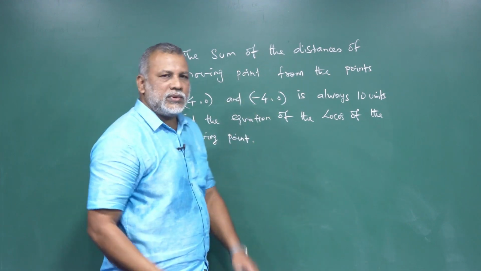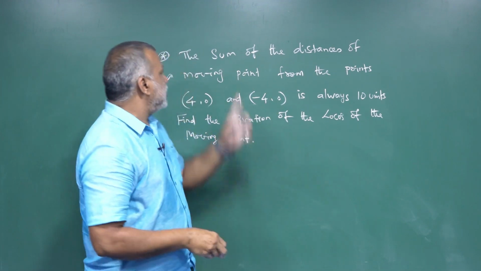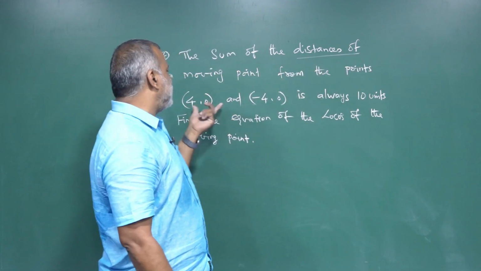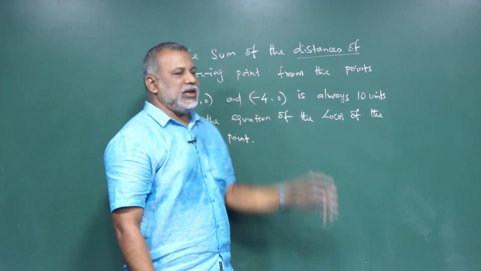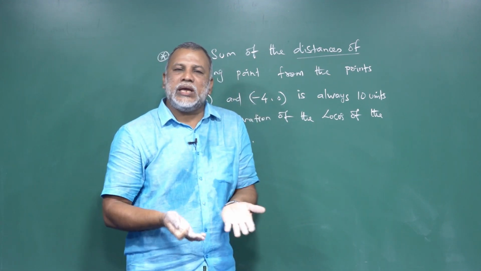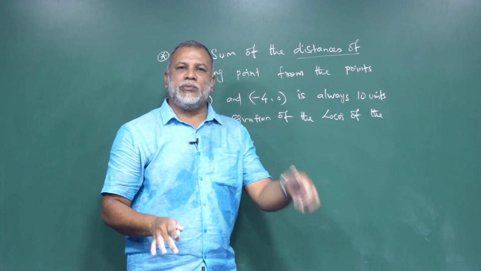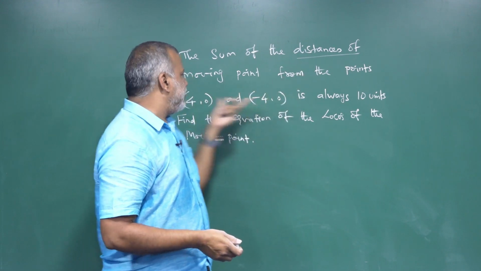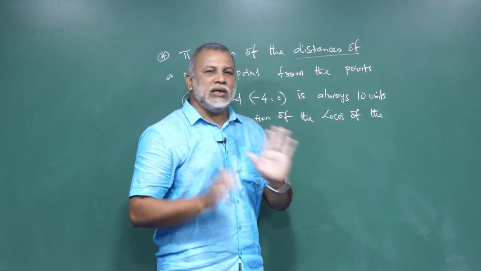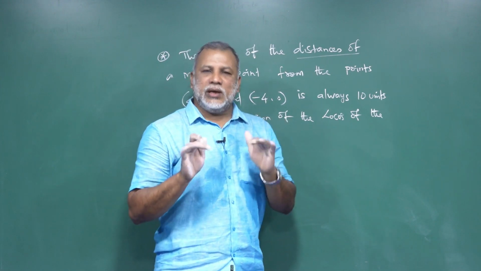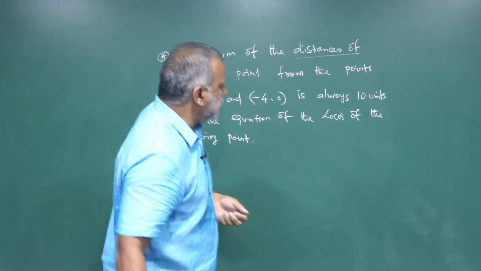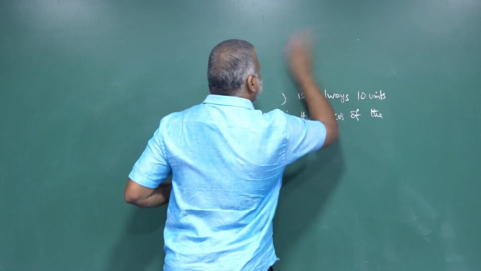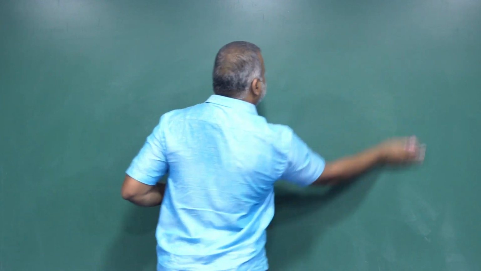So see here, what is the concept being given? The sum of the distances of a moving point from the two given points 4 comma 0 and minus 4 comma 0. Here we are going to use the distance between 2 points formula from your lower classes. So the sum of the distances of a moving point from the two given points is always 10 units. This is the logic given in this question. See the concept. We need to draw a simple diagram, then you can get the idea.